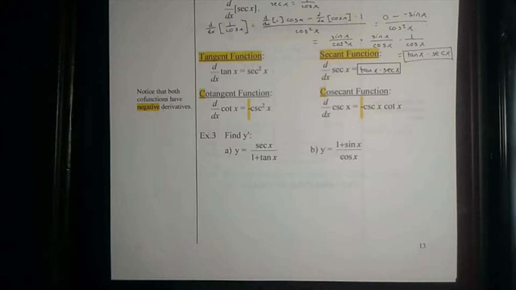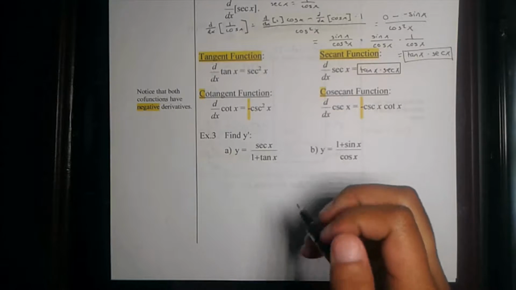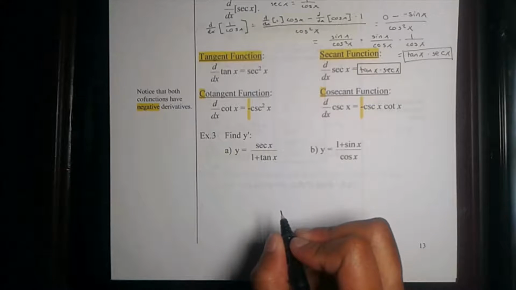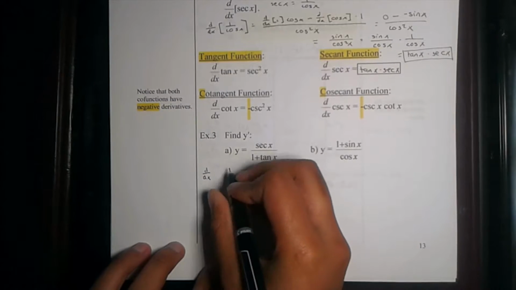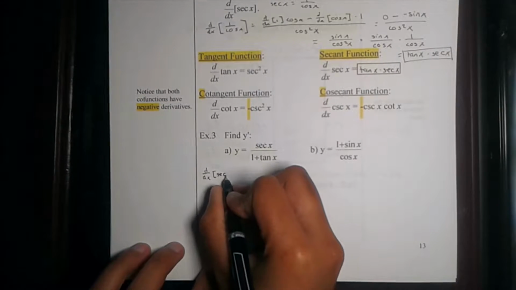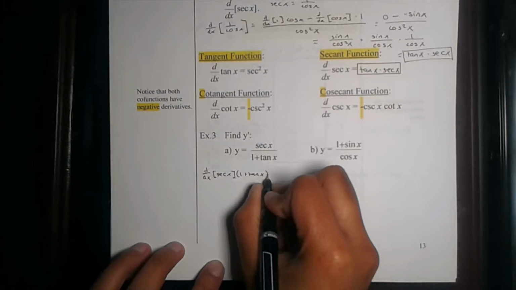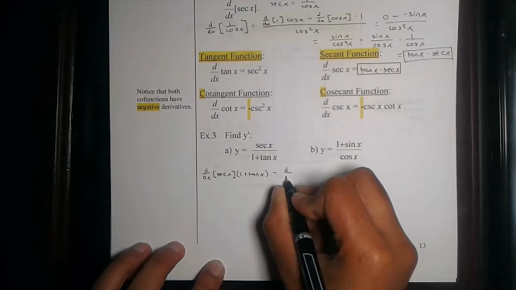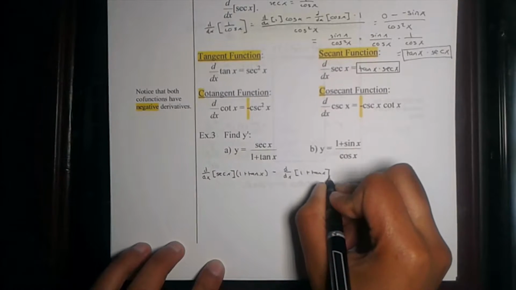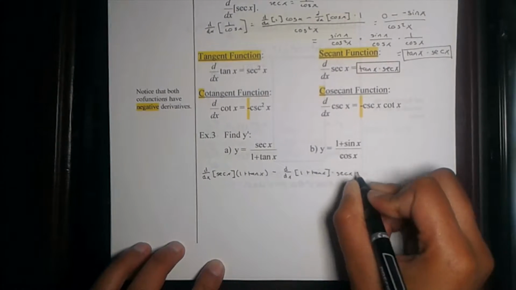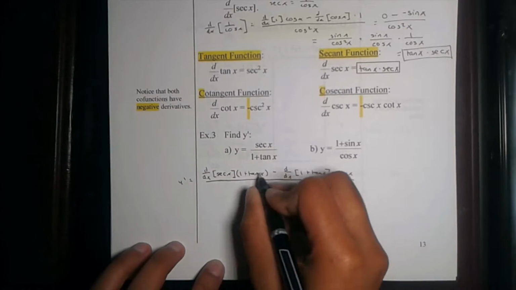For exercise 3, it wants us to find y prime, so it wants us to find the derivative of y. So for the first one, it's secant x over 1 plus tangent x. So you want to find the derivative of the first times the second minus the derivative of the second times the first all over the second squared.